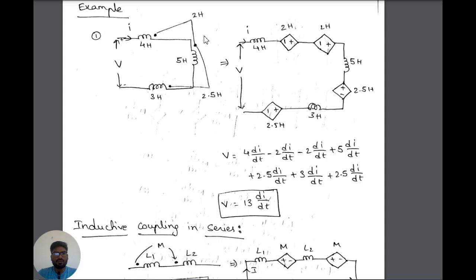So in 5 Henry the current is entering in this dot terminal. So at this position it is considered as positive. So at the end it is positive, at the beginning it will be negative. So here also at the end it is positive, at the beginning it is negative. So now 5 Henry. 5 Henry is connecting with 4 Henry as well as 3 Henry.